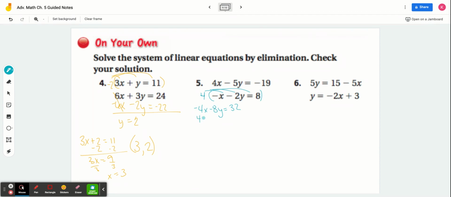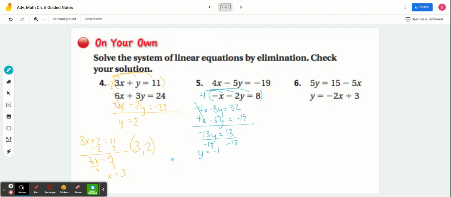Now we're going to rewrite the top equation here so they can be right next to each other. Negative 4x plus 4x cancels. Negative 8y minus 5y, they have the same sign, so we add and keep that sign. 32 minus 19 is 13. So we can go ahead and solve for the variable to find that y is equal to negative 1.